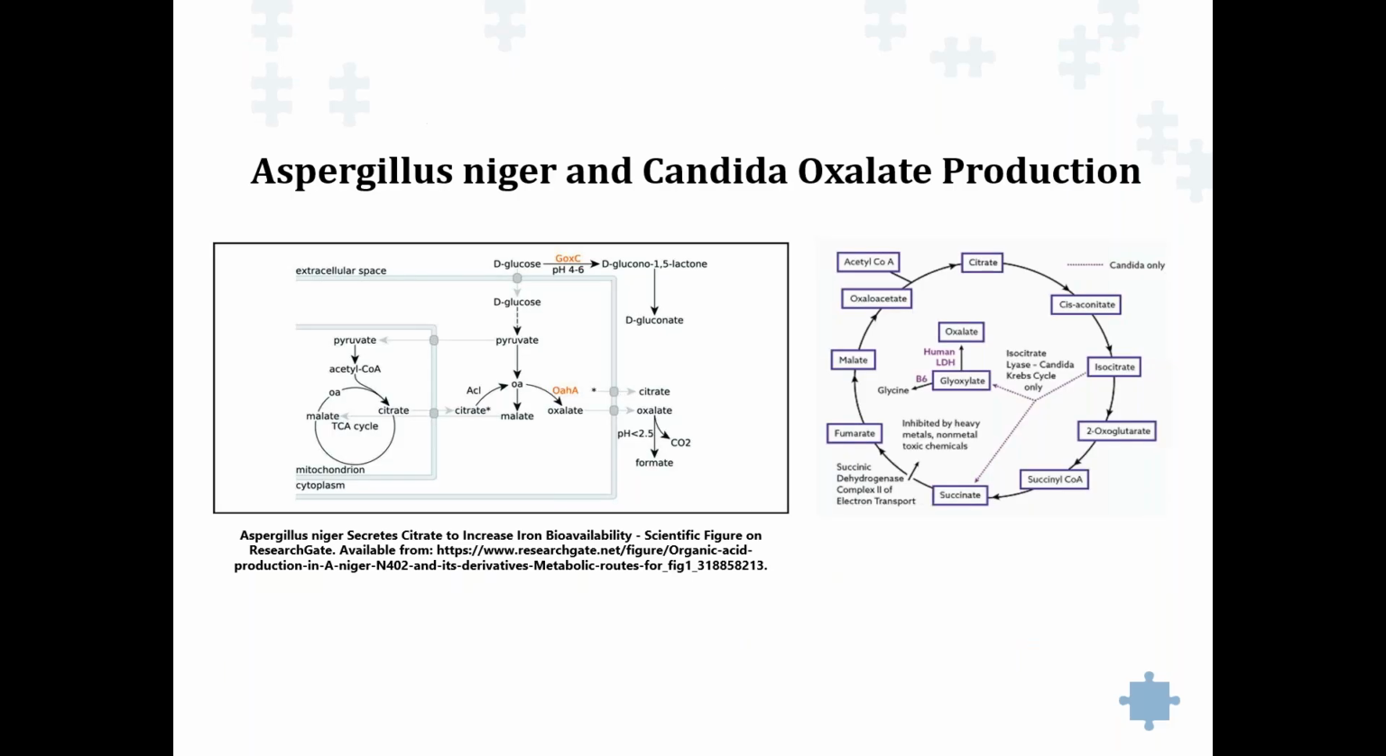So Aspergillus can actually directly produce oxalate. So the image on the left is Aspergillus niger, producing oxalate. On the right is Candida. Candida, as part of its Krebs cycle, has an enzyme called isocitrate lyase. It takes isocitrate from the Krebs cycle, converts it to glyoxylate, which gets converted into oxalate.